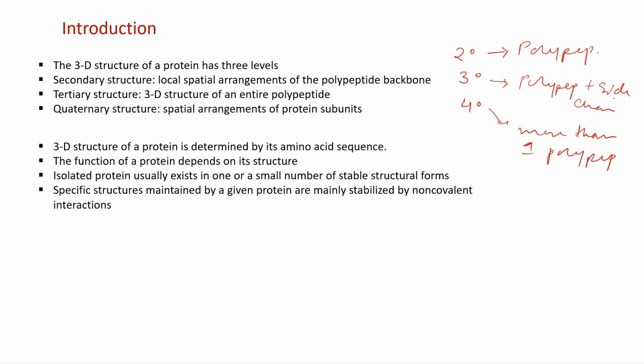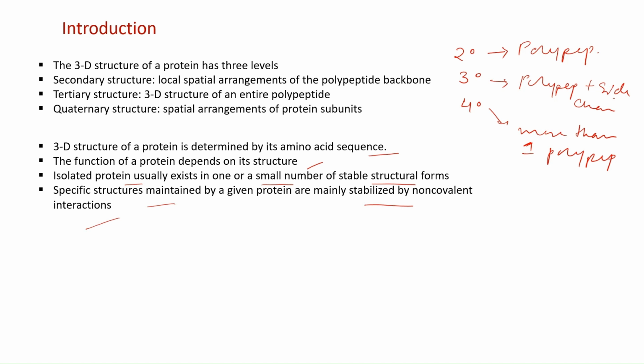Now, the 3D structure of the protein is determined by its amino acid sequence, which we already studied, and the function of the protein depends on its structure. Now, any isolated protein can exist in one or a small number of stable structural forms. And these structures are maintained by non-covalent interactions.